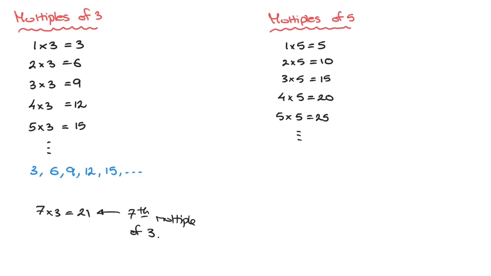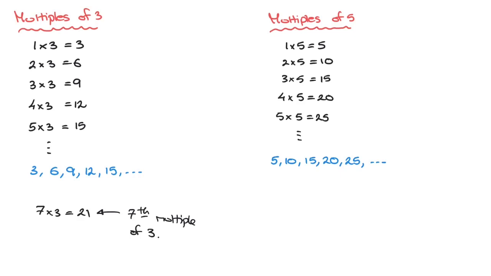Now, it doesn't take us long before we no longer need to actually write 1 times 5, 2 times 5, 3 times 5, etc. We'll quickly be able to just make the list of multiples without doing this. So in the case of 5, that list of multiples would be written as 5, 10, 15, 20, 25, and so on and so forth.